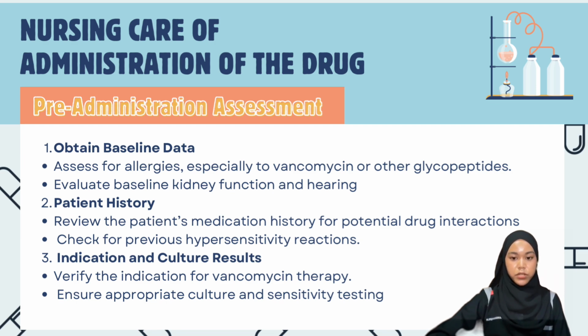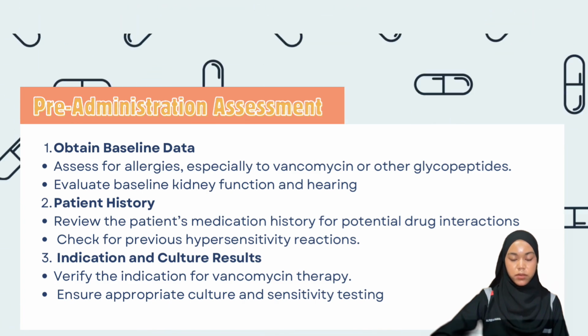Review the patient's medication history to identify potential drug interactions, particularly with aminoglycosides or loop diuretics, which may increase toxicity risk. Finally, we confirm the indication for vancomycin therapy and ensure culture and sensitivity testing has been done to guide appropriate antibiotic use.